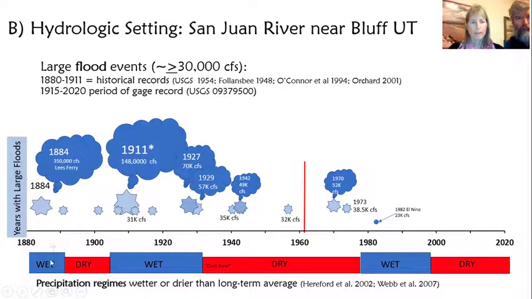The other thing in the bottom of this slide is that we have these alternations of wetter or drier than average periods. And important for plant establishment, as it turns out, was the Dust Bowl period here in the 1930s.